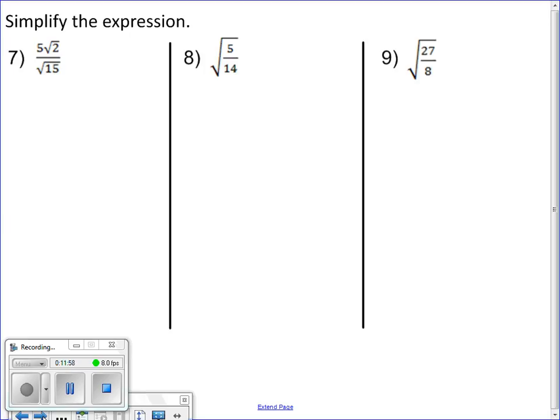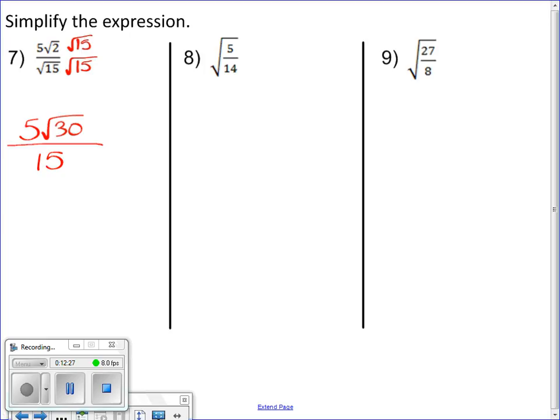Rationalize it. So we're going to multiply top and bottom by radical 15. What do we end up with on the top of that? Good. 5 radical 30. Right? The radical 2, radical 15 make radical 30. On the bottom, radical 15 times radical 15 is 15. So the radical on the bottom is gone.